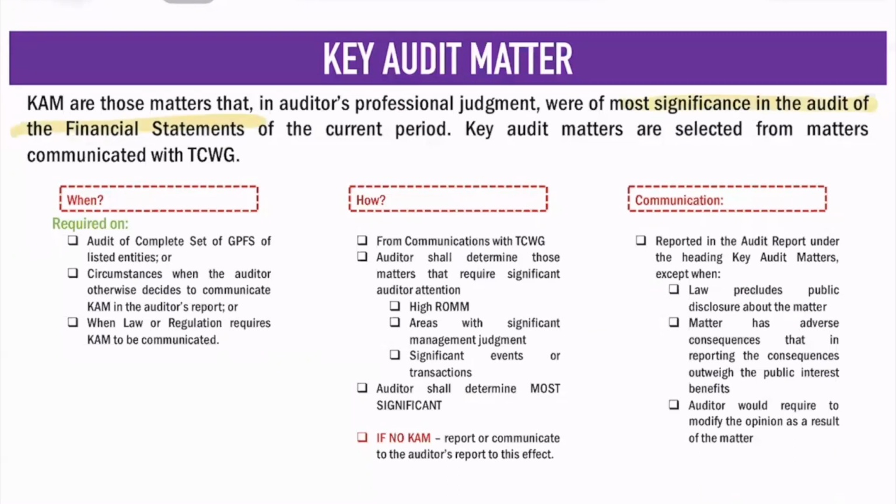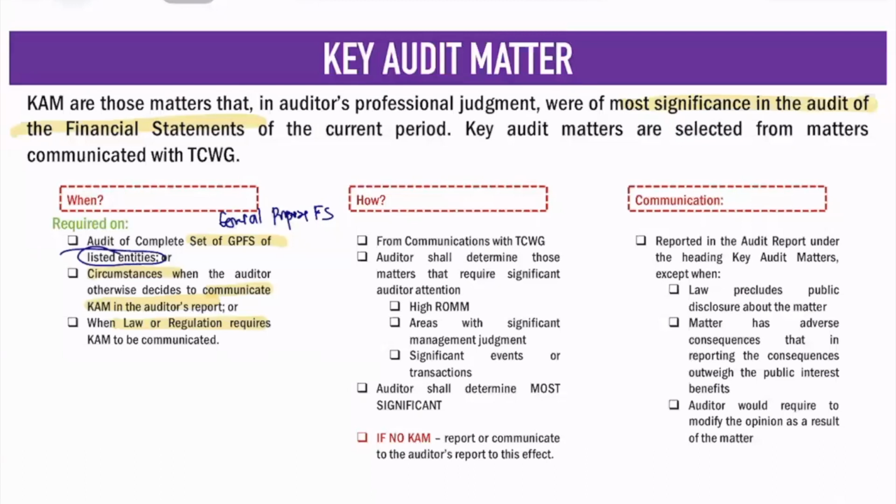So under your key audit matter paragraph, we said already these are the most significant in the audit of the FS. So when will we place a key audit matter paragraph? It is only required on audit of complete set of GPFS or General Purpose Financial Statement of listed entities. Take note, listed entities. Next, circumstances when the auditor decides to communicate key audit matter in the auditor's report or when the law or regulation requires key audit matter to be communicated. So those are the only instances wherein we must place a key audit matter.